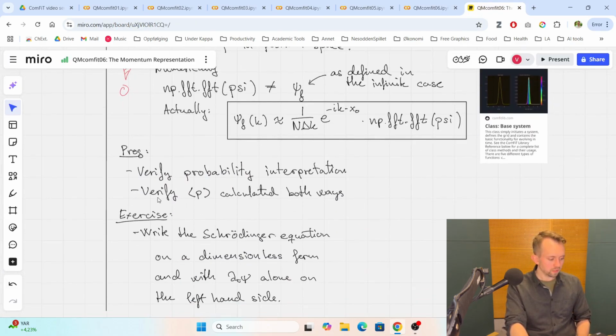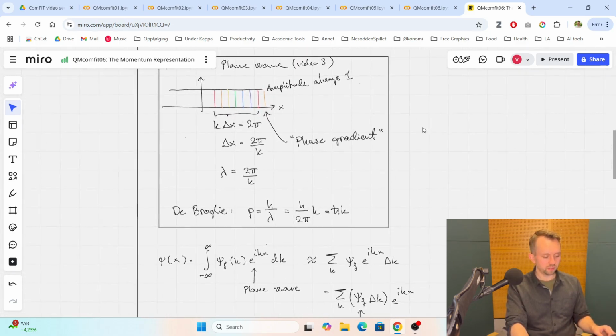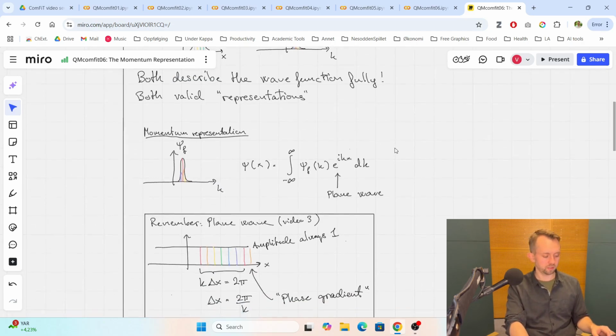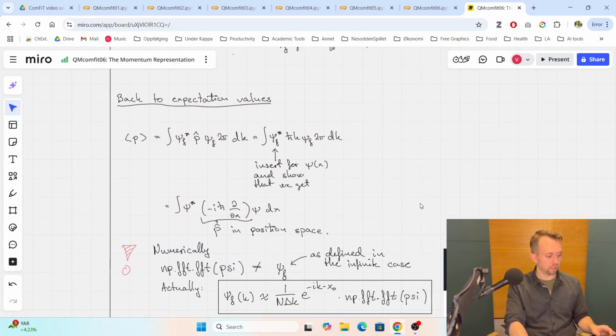So that's p in both ways. So here we've sort of seen the thing, right? The Fourier transformation of a wave function is its momentum representation, and we can use both to calculate different expectation values and switch back and forth between them.